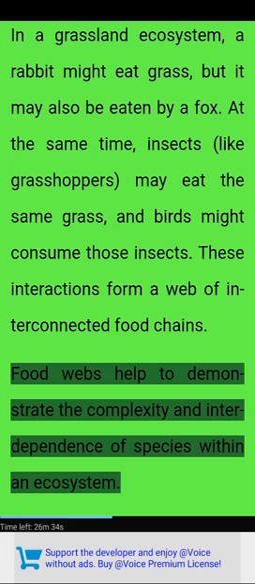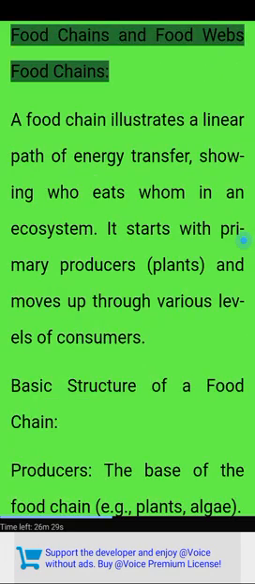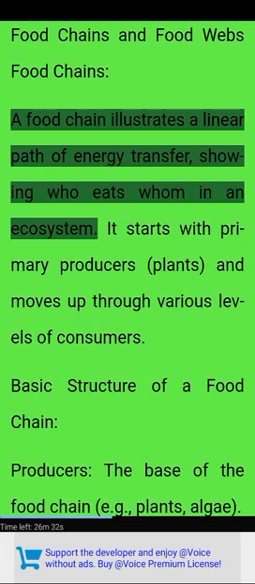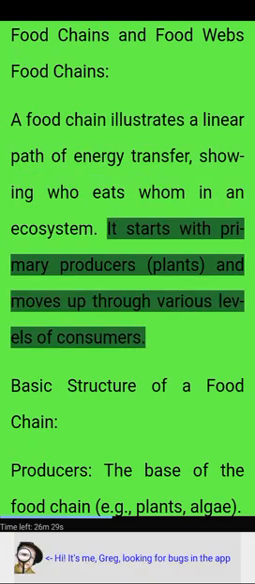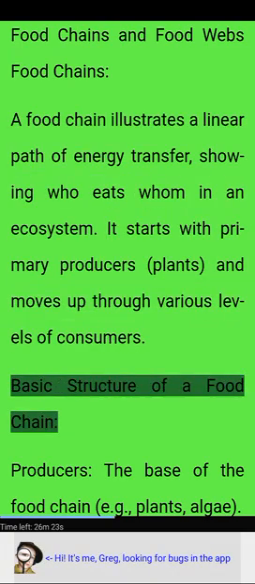Food webs help to demonstrate the complexity and interdependence of species within an ecosystem. Food chains and food webs. Food chains. A food chain illustrates a linear path of energy transfer within an ecosystem. It starts with primary producers, plants, and moves up through various levels of consumers. Basic structure of a food chain.